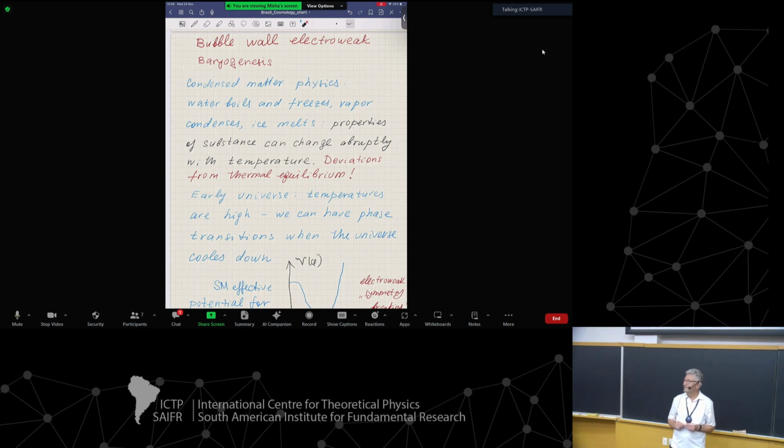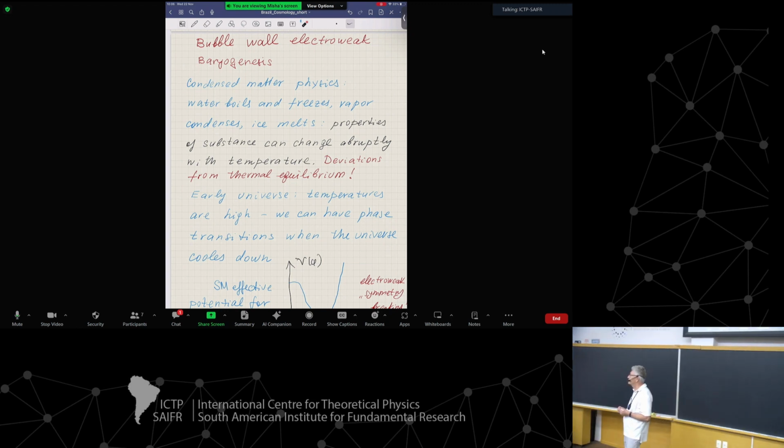Okay, more questions? So something maybe for the discussion, because you have to introduce new sources of CP violation in the leptonic sector, and there may be some experiments that can detect this CP phase in the leptonic sector. But this is for the discussion.